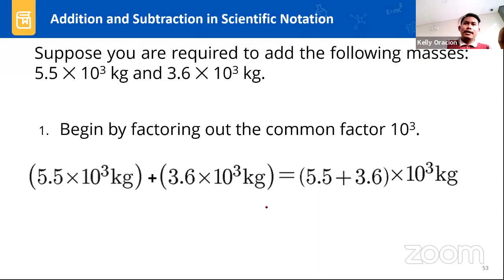So example is this. The exponent here is 10 raised to 3. Tama, di ba? The exponent is 3. So parehas silang exponent, class. So in this case, all you need to do is to add 5.5 and 3.6. Then copy lang ito. If they have the same exponent already, all you need to do is to add the numbers. So 5.5 plus 3.6, pila man? What's the answer? 5.5 plus 3.6 is 9.1. Tama ba?